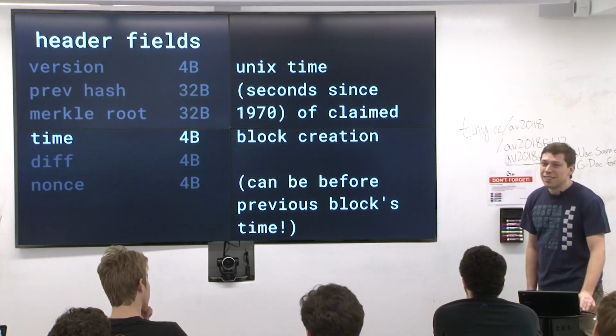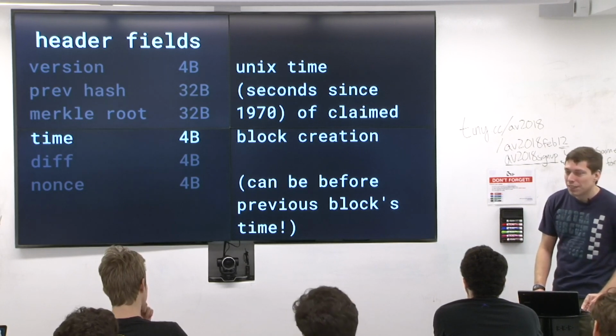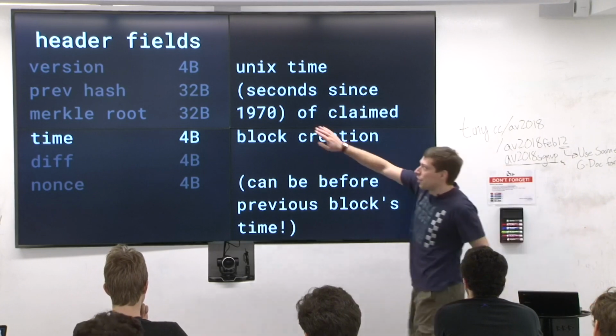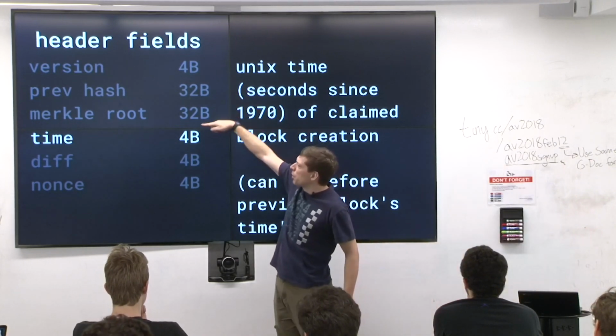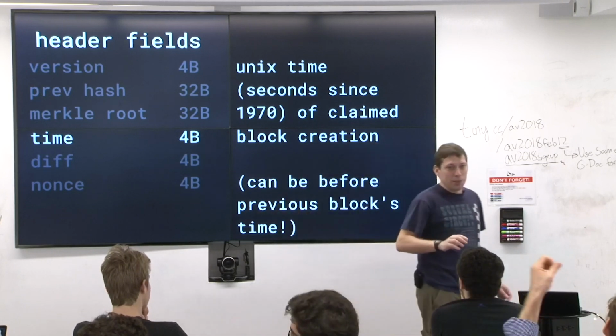So for creating a new version, would it be useful to just get rid of version and time, like for creating a new blockchain? So version, maybe you could get rid of, or you could put it somewhere in the Merkle root or something. Time actually does have a really useful purpose.